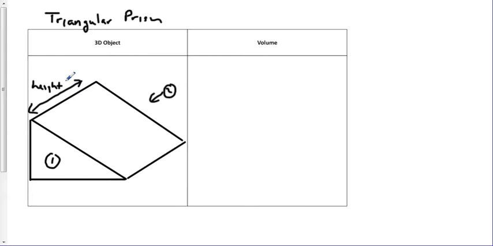We're going to look at the formula, and just like for a rectangular prism, for any prism, the volume is the area of the base, so I use that A with a little subscript base, times the height of the prism. Now, because you're dealing with a triangle, we want to make sure we differentiate between the height of the prism and the height of the triangle that makes up the base of the prism.